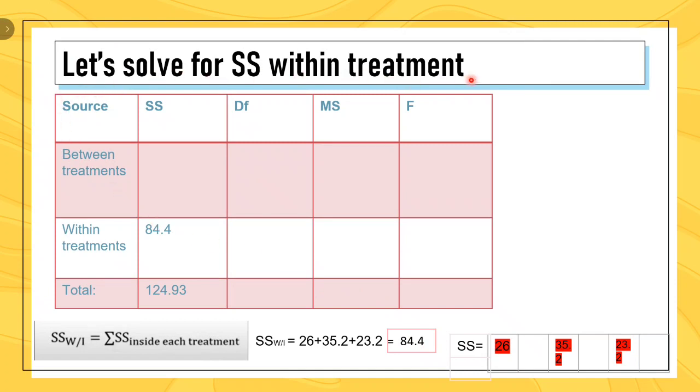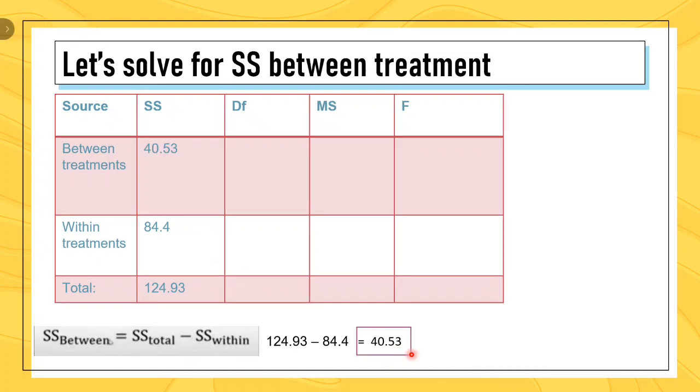So to get this SS within treatment, we will add all the SS in the first table we used. So 26 plus 35.2 plus 23.2 is equals to 84.4. And now, let us solve for the SS between treatment. So using the formula, we will just subtract the SS total with the SS within. So it ended up in 124.93 minus 84.4. So it is equals to 40.53.